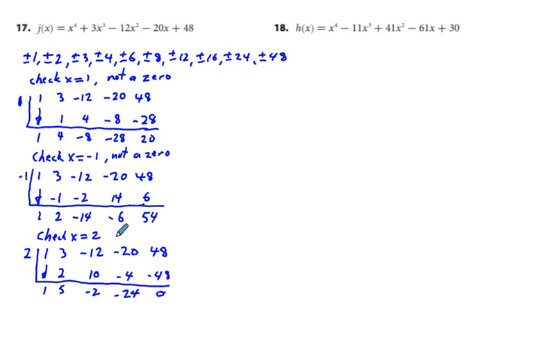up with 0. So we have x is equal to 2, so if x is equal to 2 and we subtract 2 from both sides, we have x minus 2 equals 0. So x minus 2 is a factor.